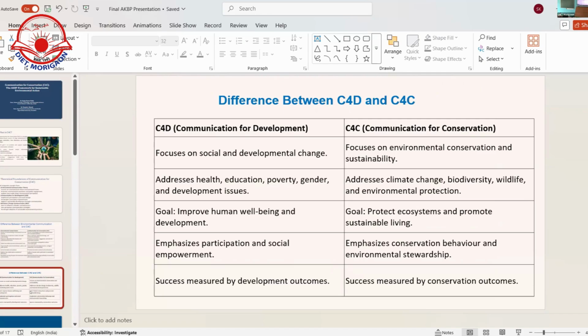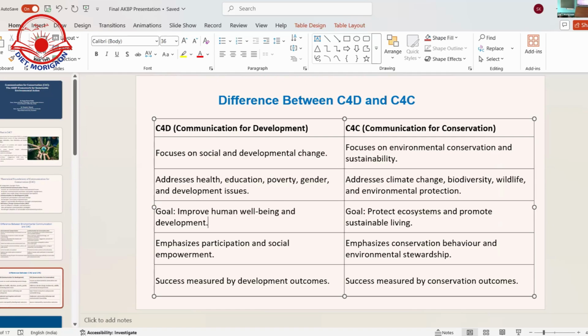C4D is a well-known field of study in mass communication where we study the development in society, the changes in society, health, education, poverty, gender. All these are considered as factors. So it's an established discipline inside mass communication, the broader umbrella of mass communication.